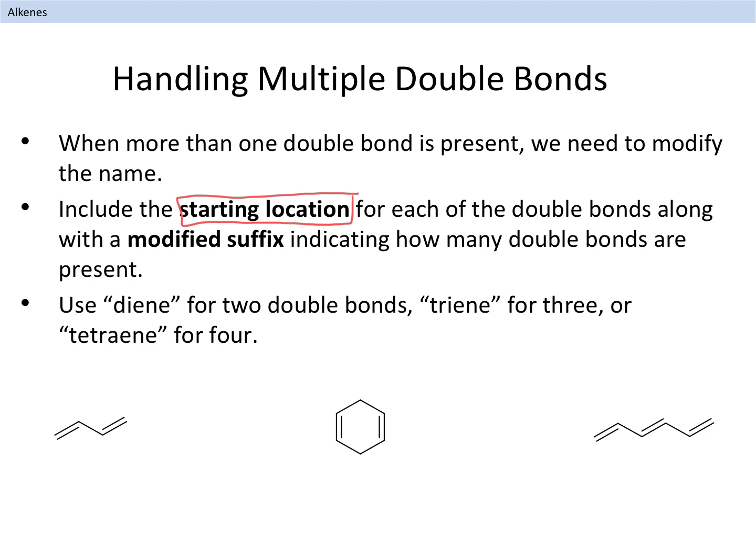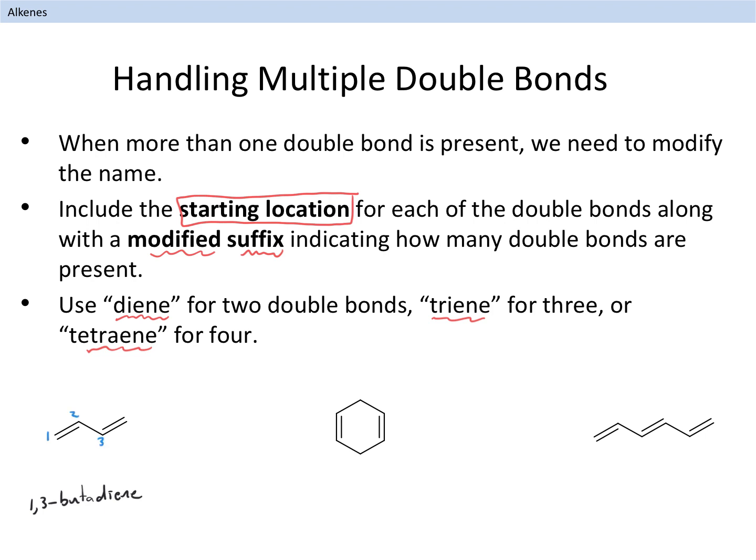We also need to modify the suffix to indicate the quantity of pi bonds, using the numeric prefixes di, tri, tetra, etc. If we have two pi bonds, for example, the suffix becomes diene. If 3 were in the structure, we would use triene as the suffix. The first molecule, for example, would be named 1,3-butadiene. The numbers 1 and 3 indicate the starting locations for the two double bonds.